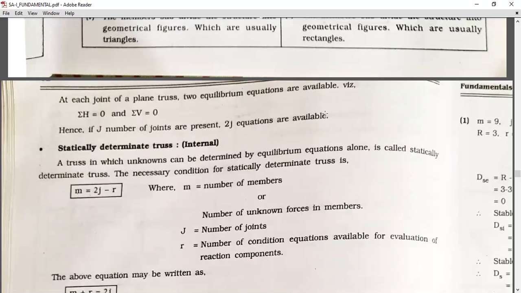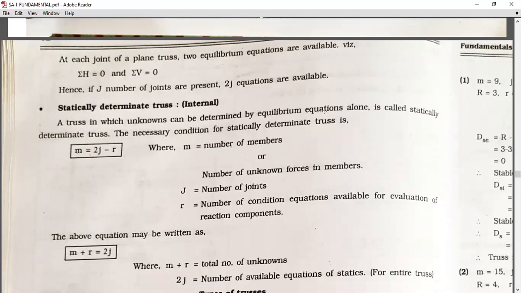At each joint of a plane truss, two equilibrium equations are available: summation of H is equal to 0 and summation of V is equal to 0. And if j number of joints are present, 2j equations are available. The rest of the topic will be discussed in the next lecture.